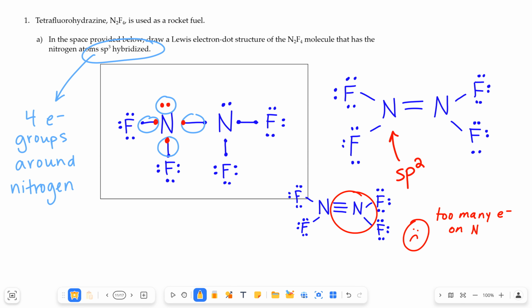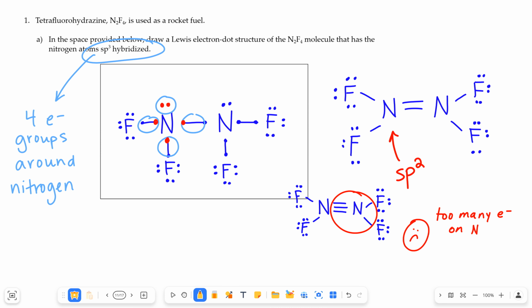Now, common wrong answers might be like this one with a double bond in the middle, and I get it. Like, this one is a legit structure. It follows the octet rule and all that. If you were to use formal charge, this one doesn't end up being the best structure. That single bond in the middle with the lone pair ends up being the best by formal charge, which is probably why they wanted us to draw that version. If you do a double bond in the middle, you'd only end up with 3 electron groups on your nitrogen, which would be sp2.